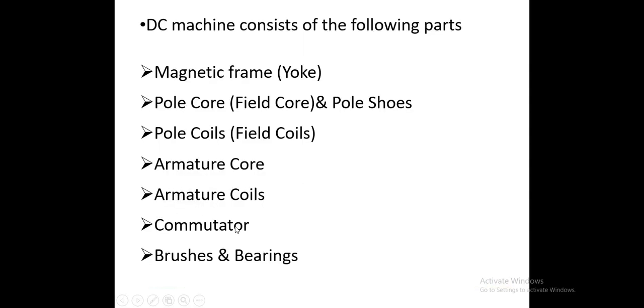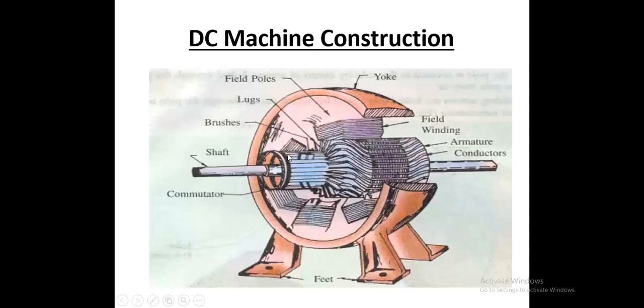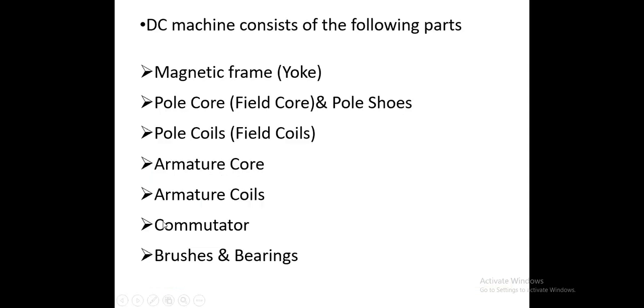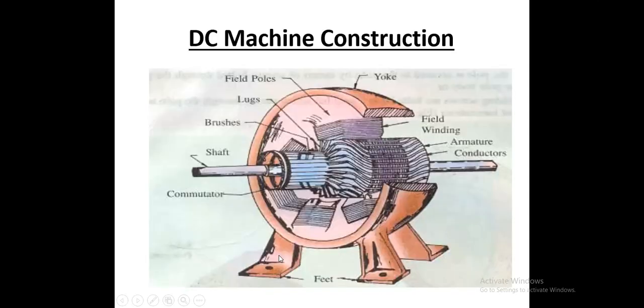Then the commutator. In this diagram the concept of the commutator may not be clear, but in upcoming slides or pictures you can easily understand what the commutator means and how the commutator works in DC motors or machines. Then brushes and bearings; these are the brushes and bearings.